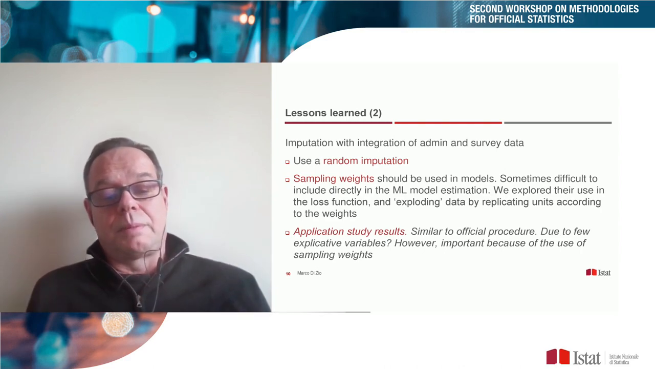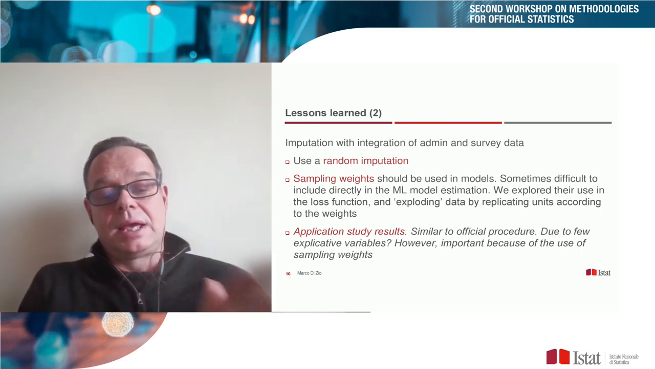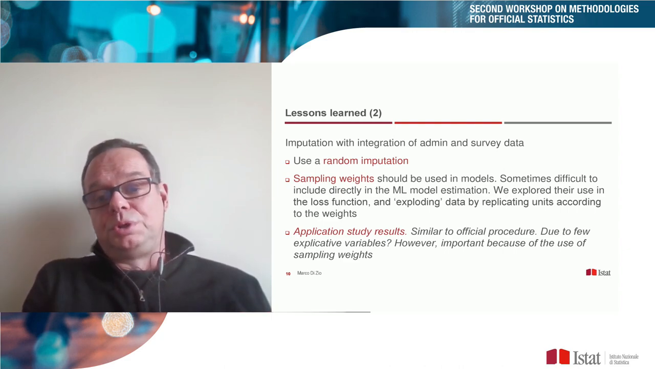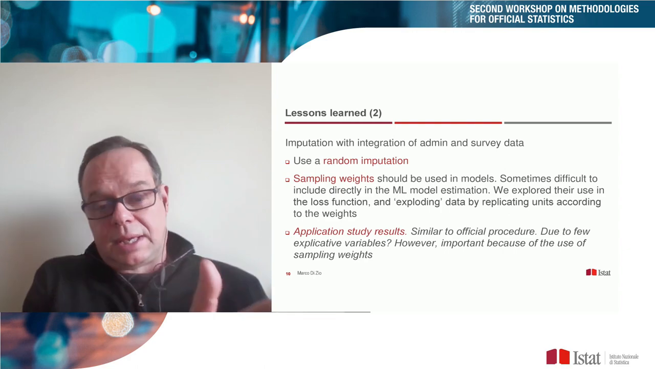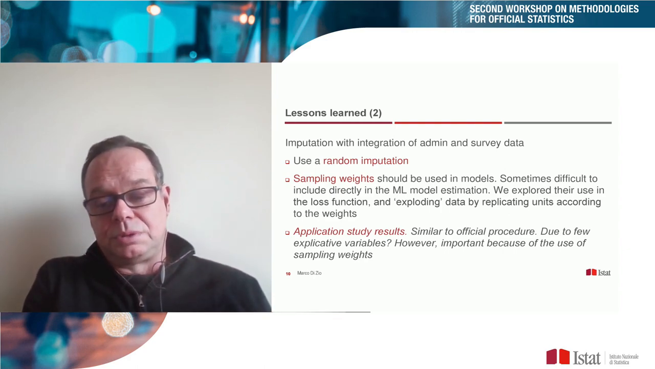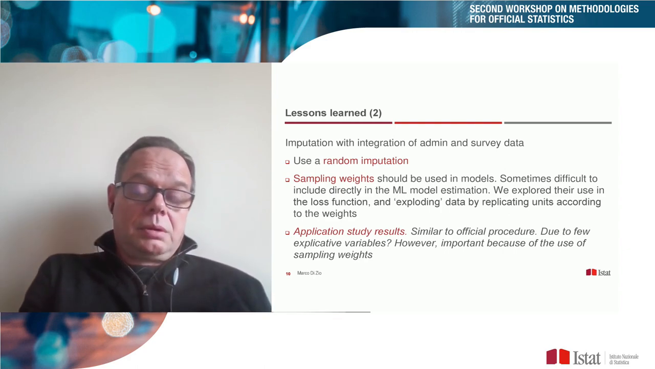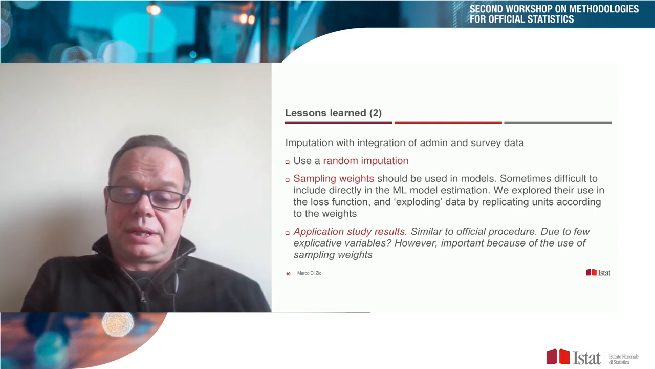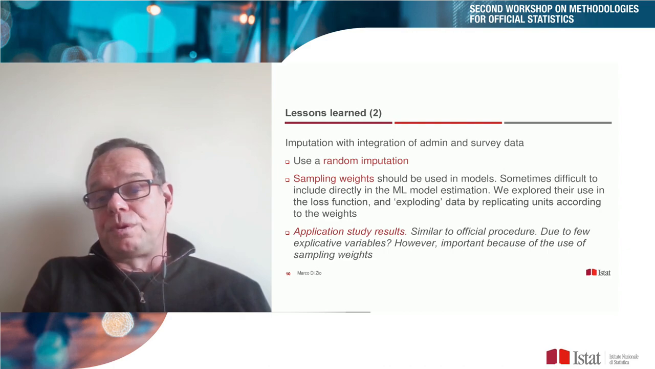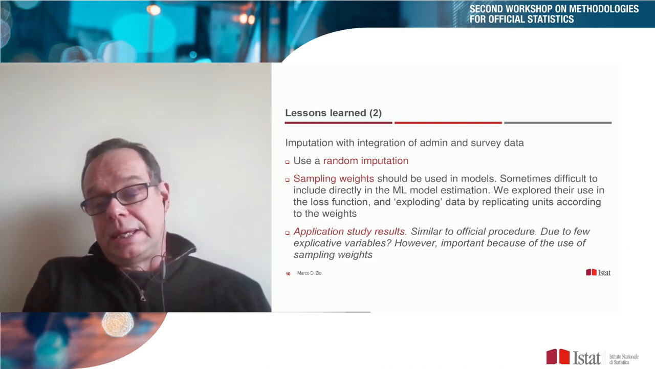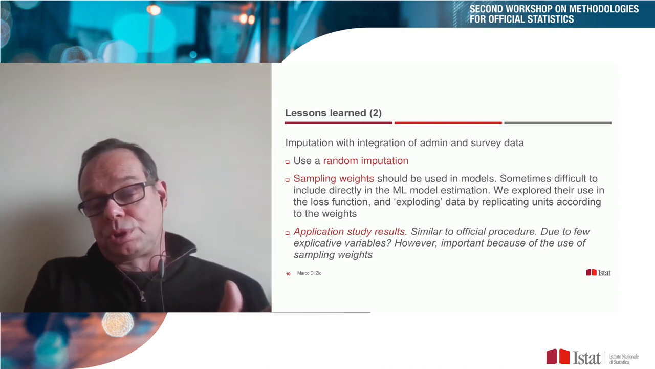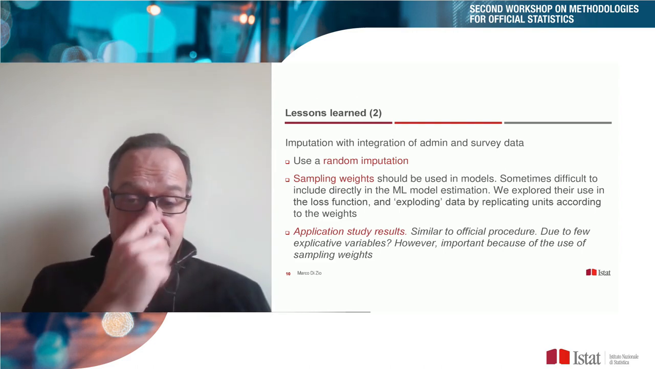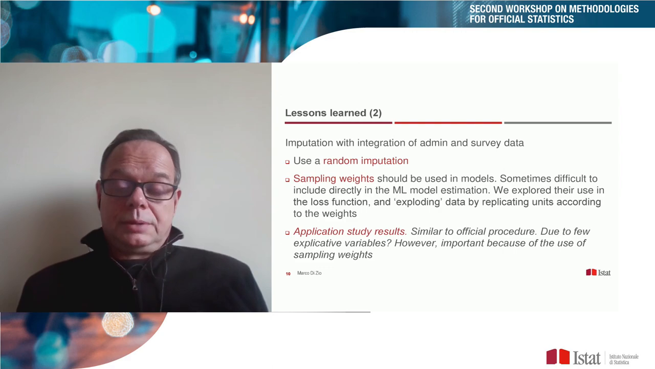You apply machine learning methods and they give a value. Every time you run that model, you will have the same conditional expected value. Most of the times, at least in this problem, we use a random imputation for preserving not only the mean and the total, but also other moments of the distribution.